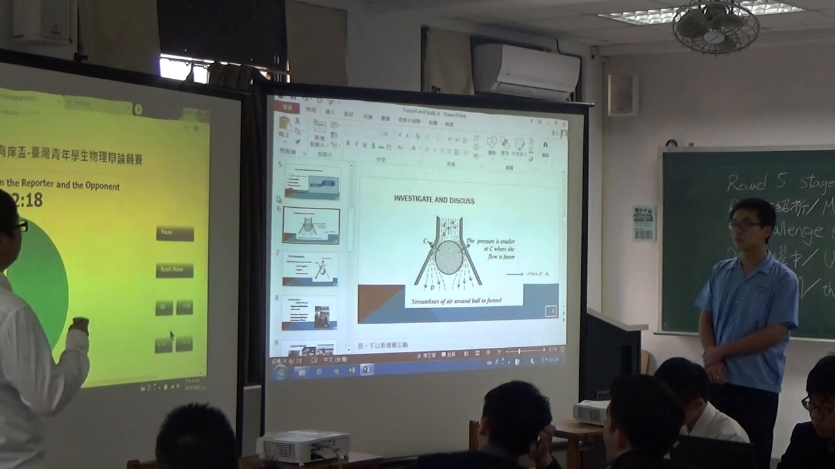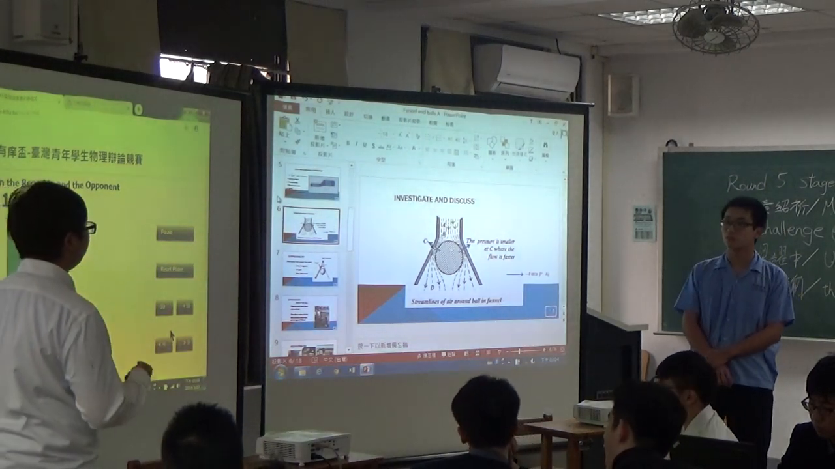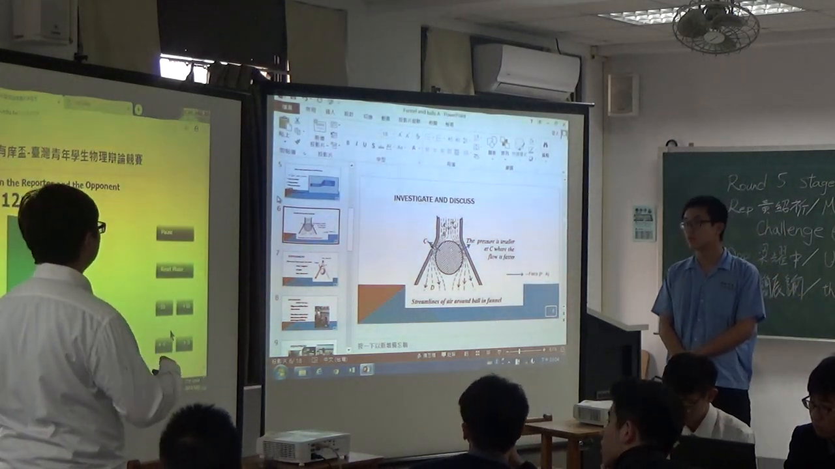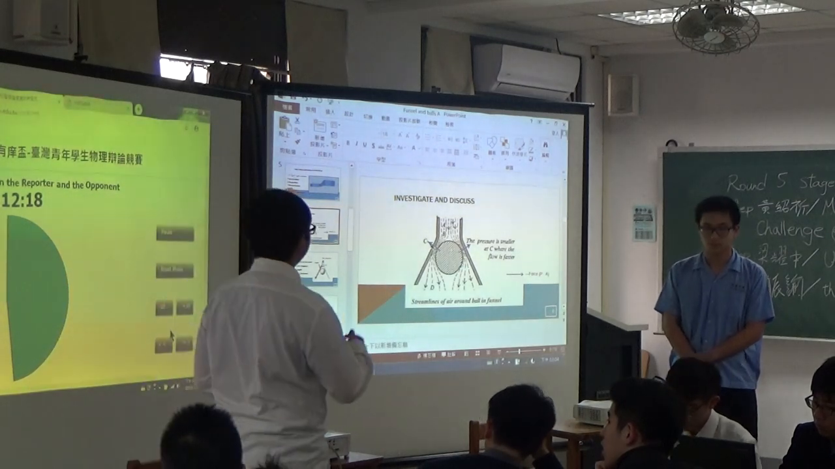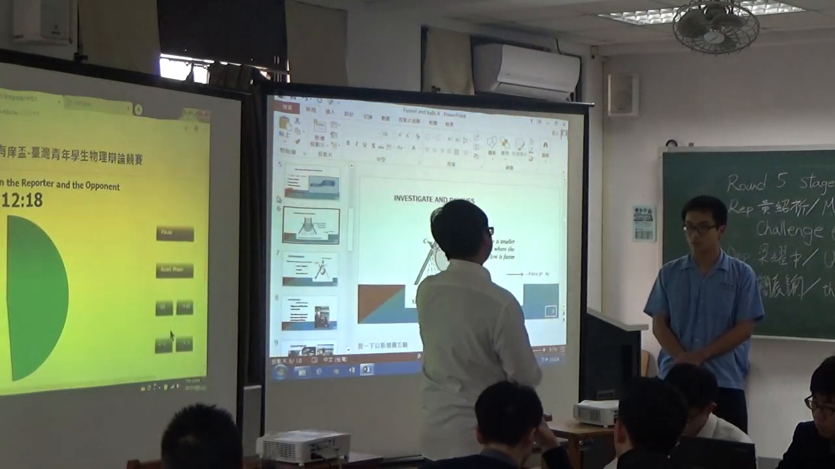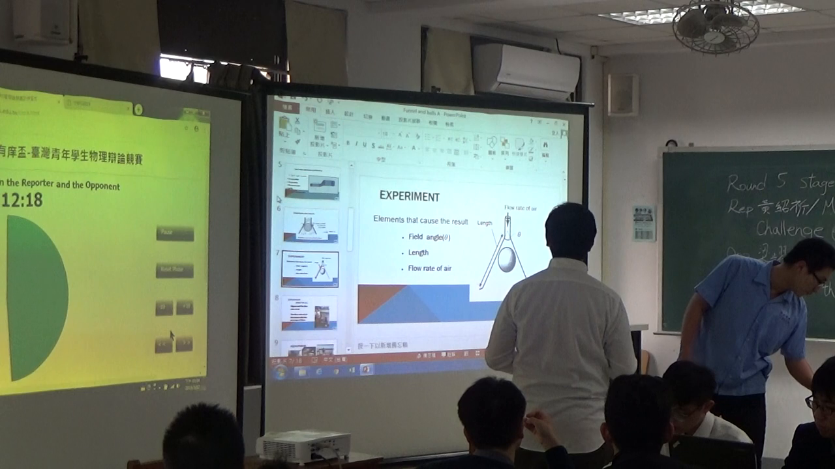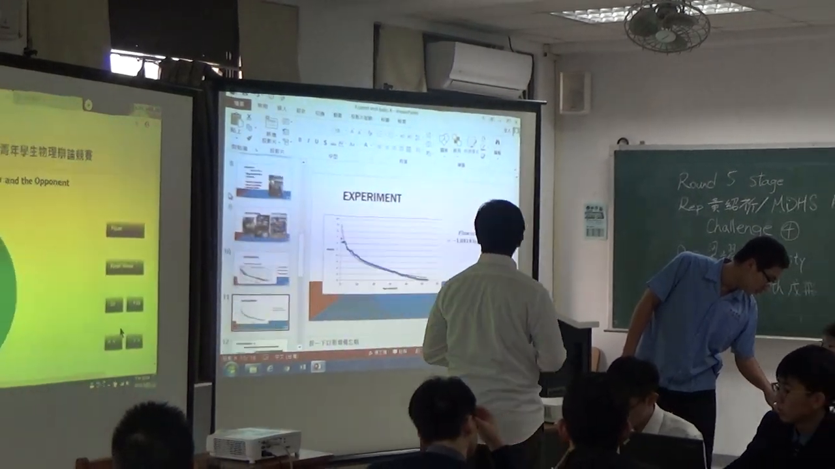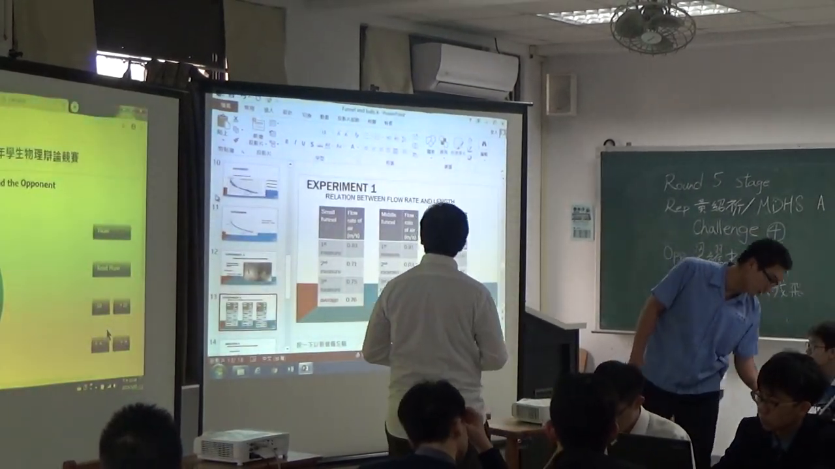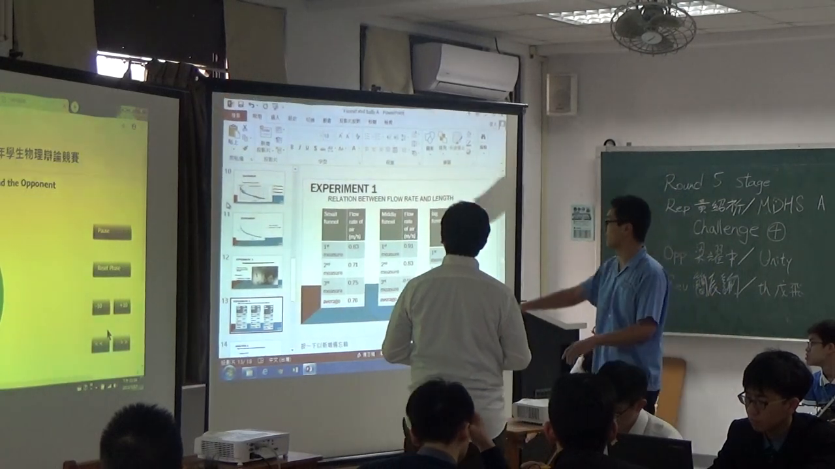Is there a limit on the mass of the ball? We know that if the ball's mass is too large, it can't be absorbed, right? Have you ever tested that? What is the maximum mass? As you can see, the average here, right?